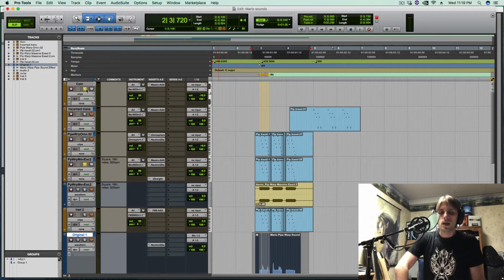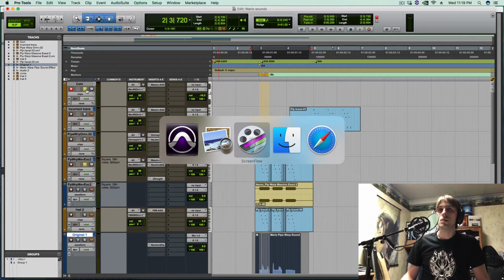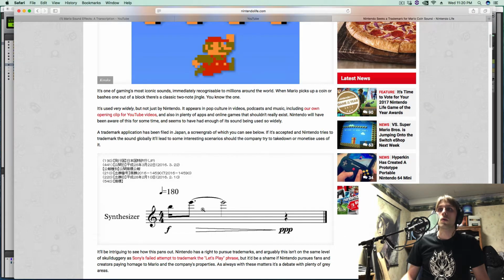Okay. The second thing is I found the actual sheet music from Nintendo right here for the coin sound. So there you go, 180 beats per minute. There are the actual notes. This is for their trademark submission. I don't know if they actually got a trademark for their coin sound, but there it is.